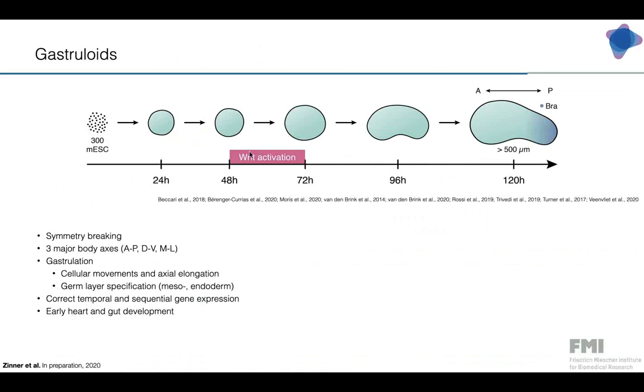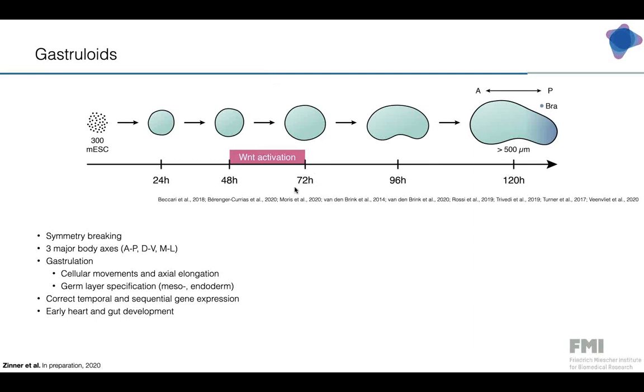What happens here is that in these 5 to 6 days, you have a first step of aggregation of a homogeneous population, then you have symmetry breaking and the formation of the 3 major axes. Then after this, and that happens after this Wnt activation.